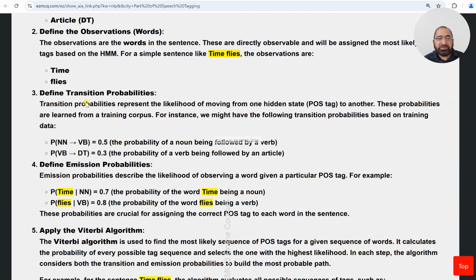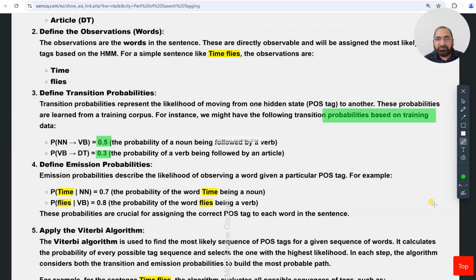And we have to define the transition probabilities. The probability of a noun being followed by a verb. This is based upon the training data. A lot of data was there based upon which the system was trained, and this is the probability of a noun and then a verb, and a verb then an article.